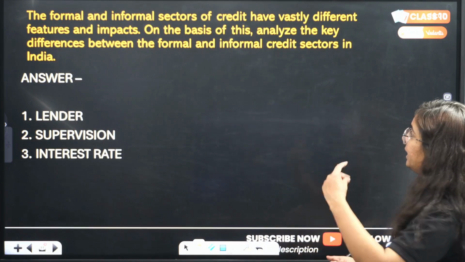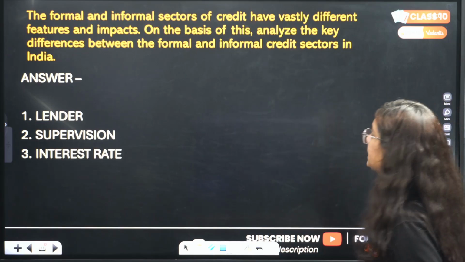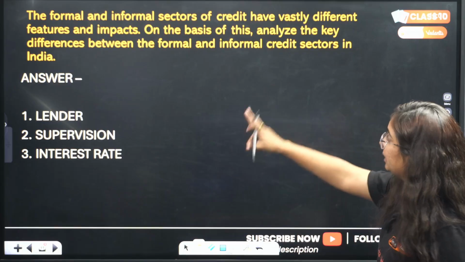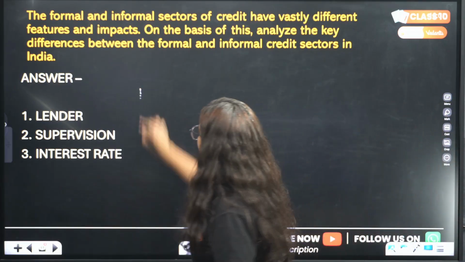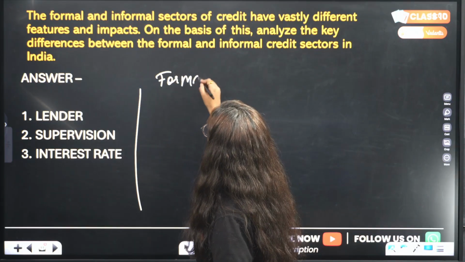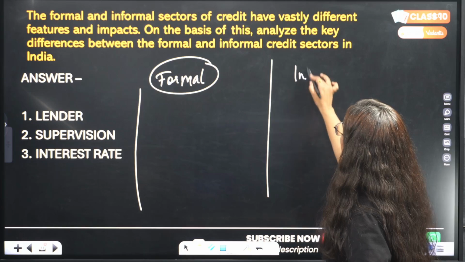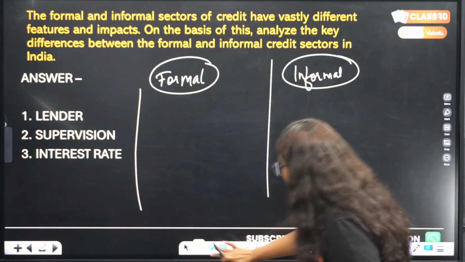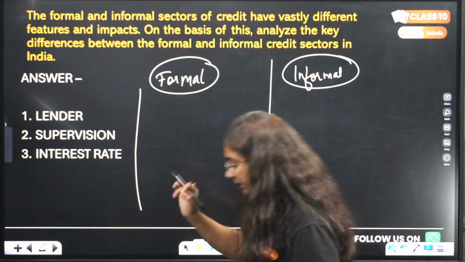The formal and informal sector of credit have vastly different features and impacts. On the basis of this, analyze the key difference between the formal and informal sectors. Very good. Now we know that there are two sectors, one is a formal sector and the other one is an informal sector, and there are certain differences between the same. Here we are studying this difference from the chapter Money and Credit.